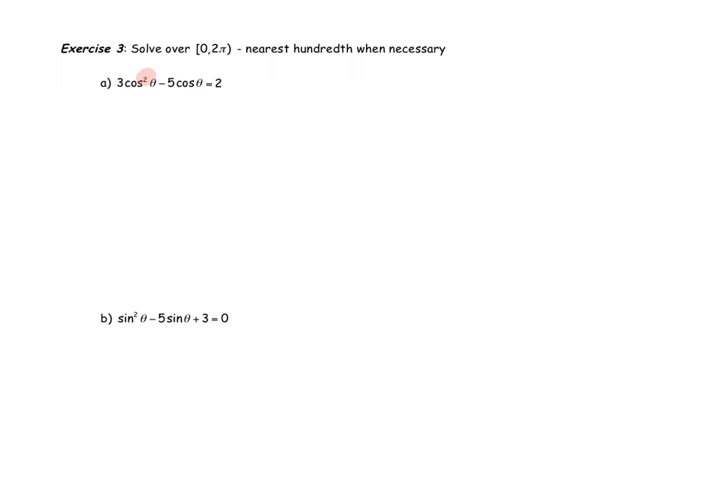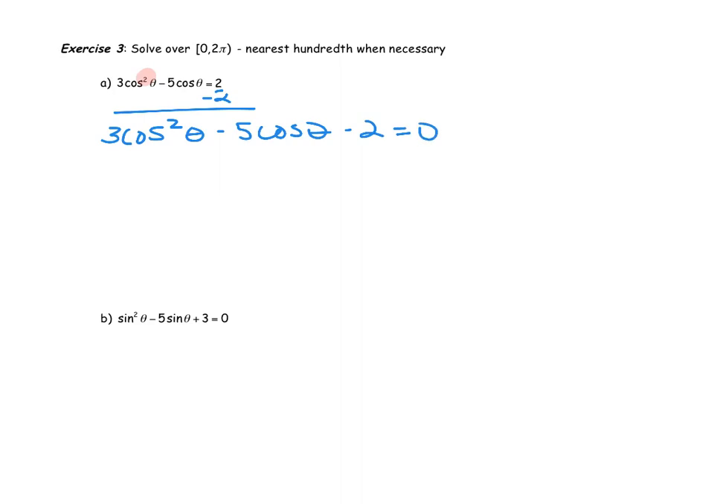You have to remember, how do you solve a quadratic function? We solve quadratic functions by setting them equal to 0. So we're going to subtract over this 2 to set this thing equal to 0. So I'll have 3 cosine squared theta minus 5 cosine theta minus 2 equals 0.